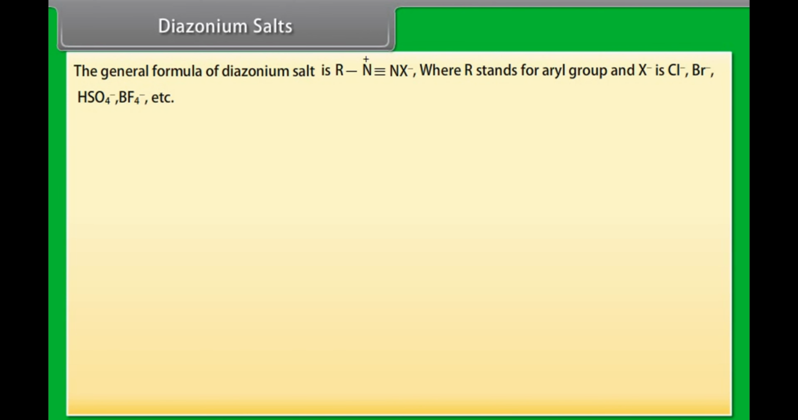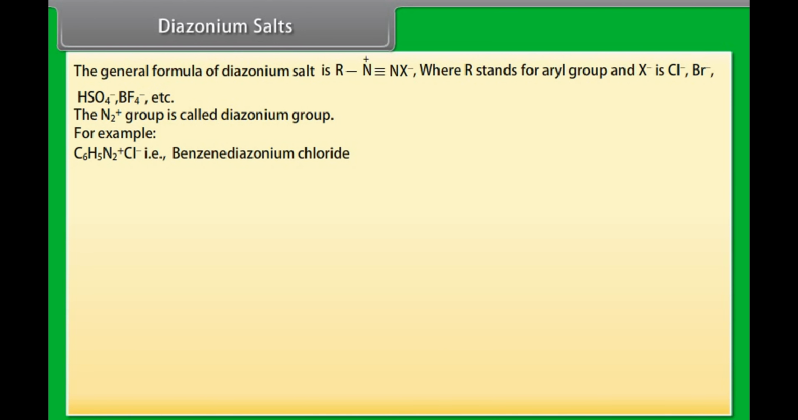Diazonium salts. The general formula of diazonium salt is RN2+ X-, where R stands for aryl group and X- is chloride ion, bromide ion, hydrogen sulfate ion, or tetrafluoroborate ion. The N2+ group is called the diazonium group. For example, C6H5N2+Cl-, that is benzene diazonium chloride.